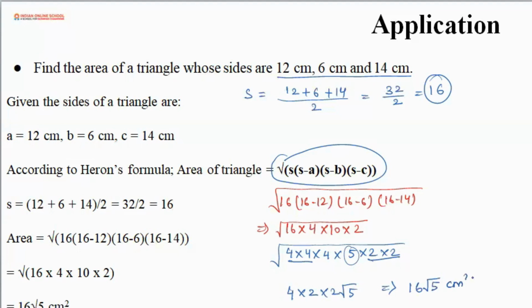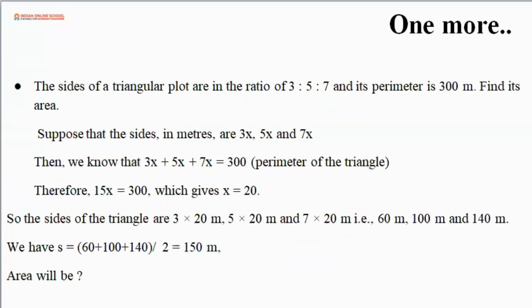And then that needs to be the answer of this. Okay, that will be the area of this particular triangle. Then we do have another question in which the sides are given to us in the ratio 3:5:7 and the perimeter is given to us.